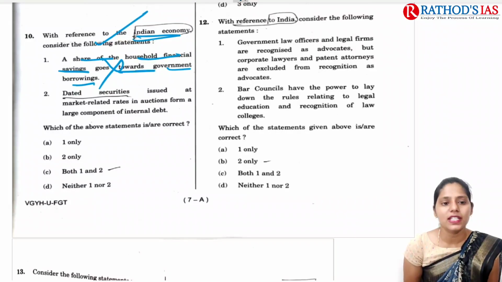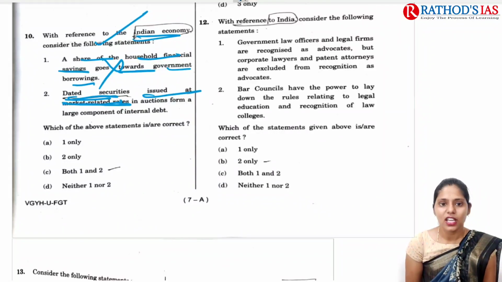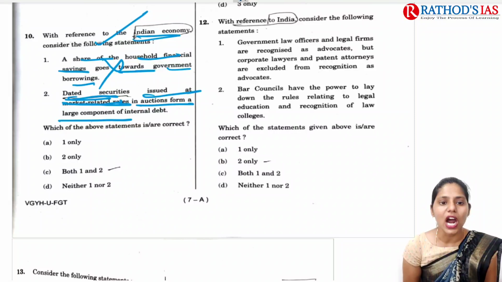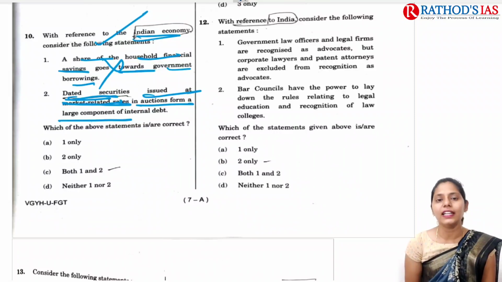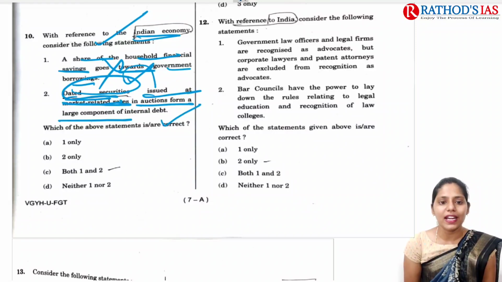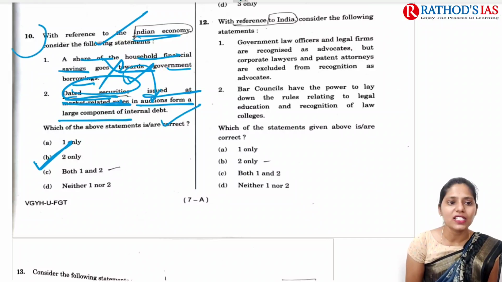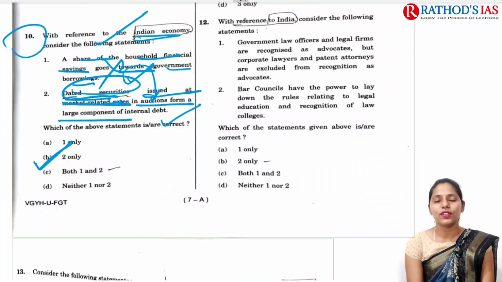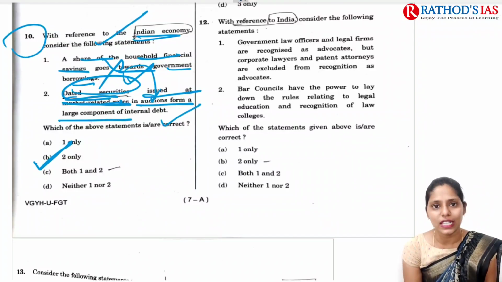And the second statement here is that dated securities issued at market related rates in auctions form a large component of internal debt. Yes, dated securities which are mainly issued come from internal debt. So the correct option will be B. The 10th answer is B. So these are the answers for the first 10 questions of this Set A.